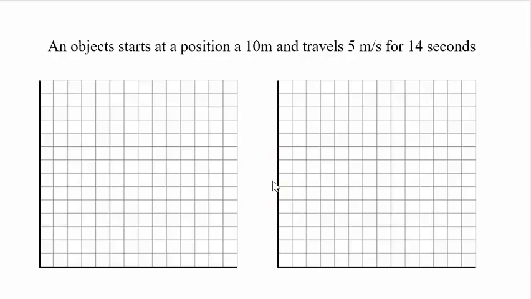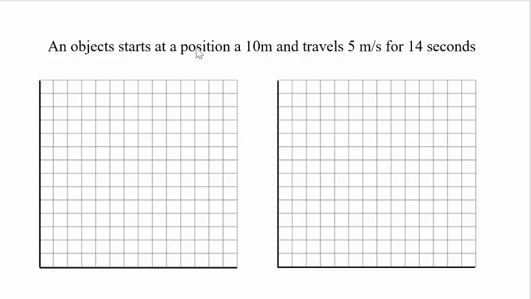This is Dr. Holt. This video is on understanding basic position versus time graphs and velocity versus time graphs when given an acceleration of 0, and determine the relationship between the velocity versus time graph and the position versus time graph. Here I have an object.